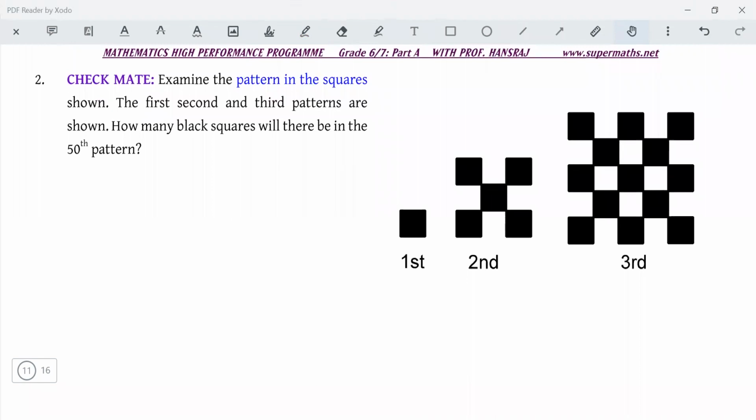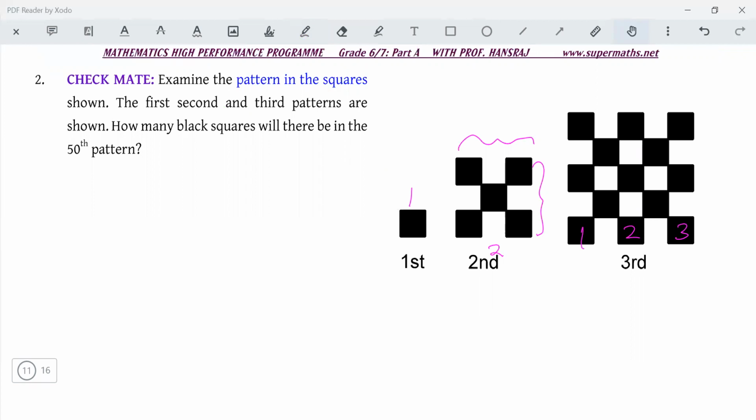Checkmate. Examine the pattern in the squares shown. The first, second, and third patterns are shown. How many black squares will be in the 50th pattern? Now, the first square is a 1 by 1. This one is a 3 by 3, the next one. See, there's 3 this way and 3 down. But there's actually 2 black squares on each side. This one has 3 black squares on each side. 1, 2, 3. Right? So you've got to discover some kind of a pattern to move on to the 50th.